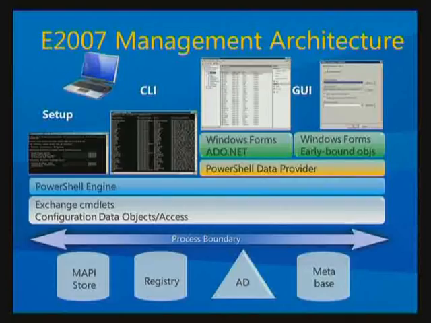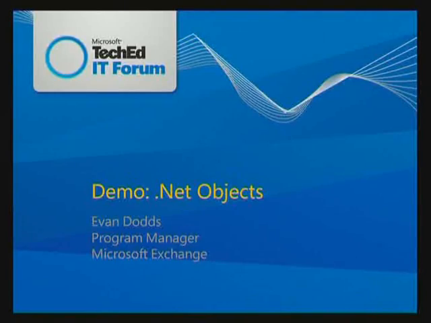375 cmdlets is a lot. I think PowerShell has 120 or something out of the box, so we have a lot more functionality, I guess, to represent than they do. So the next thing we'll do is talk about .NET objects. This is a demo at a slightly lower level than the rest of it in terms of Exchange, but let's flip over and take a look at that.